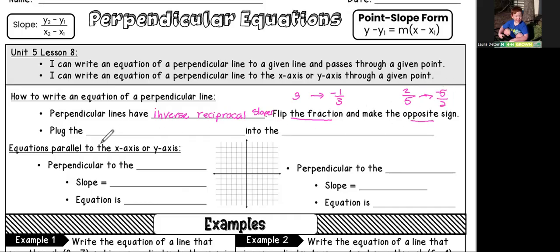All right, so we are going to then take that information and plug the given point and the slope into the point slope equation.